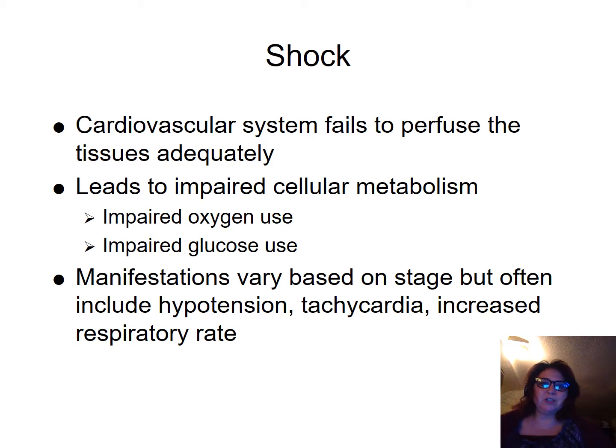Shock. Now, we all know about shock. It's cardiovascular system collapse. It fails to perfuse blood to tissues adequately and leads to impaired cellular metabolism. We don't want patients to get to shock because it's very difficult to get them out of shock. We can see patients with hypotension, tachycardia, increased respiratory rate. Now, the old school used to be where, oh, if the patient's blood pressure is low, they're in shock. Well, now we've found that subtle elevations in the heart rate are actually the first signs of shock. So we need to pay very special attention to all of the vital signs.